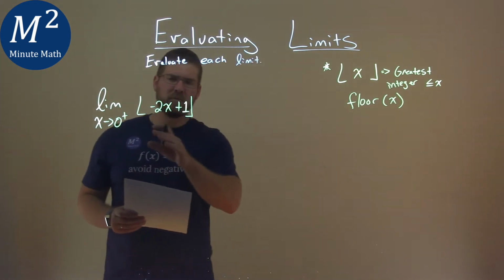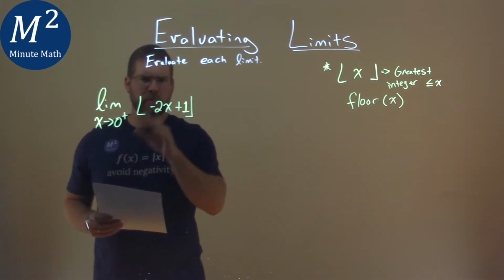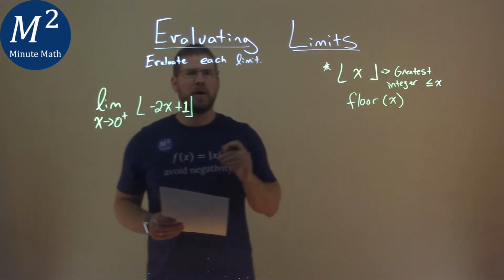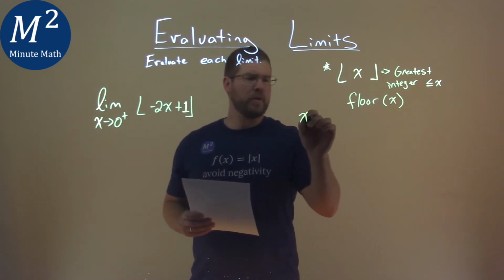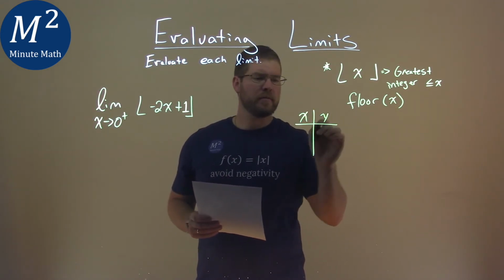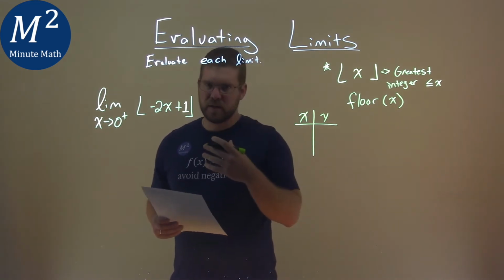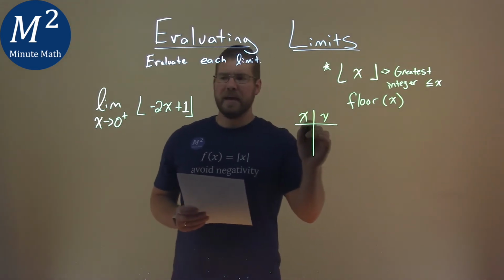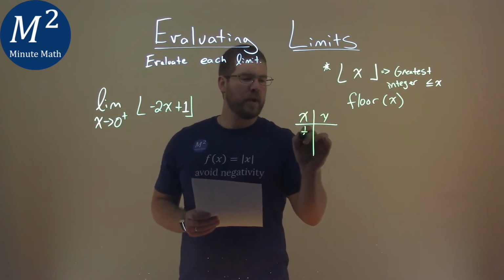Okay, so let's test what happens when x approaches 0 from the right. We're approaching 0 from the right, and we can use a little table here. If we put x and f of x, we're approaching 0 from the right. We can't just plug in 0 directly to get an answer. We're going to see what it's approaching. So let's go with 1/2 in for x.